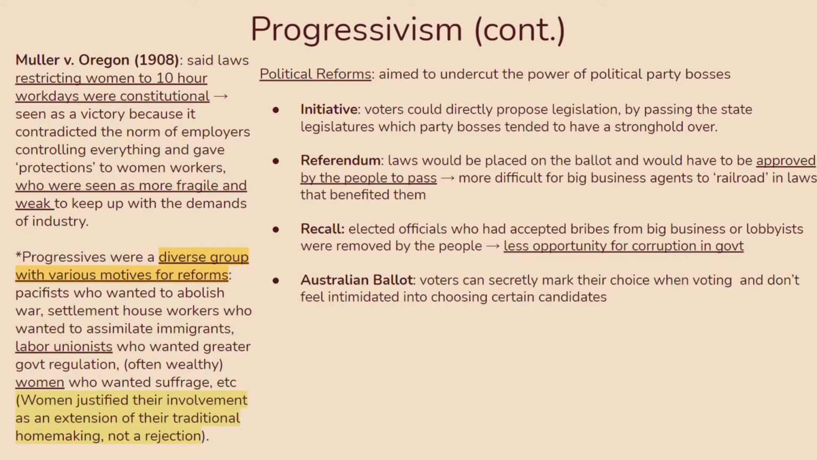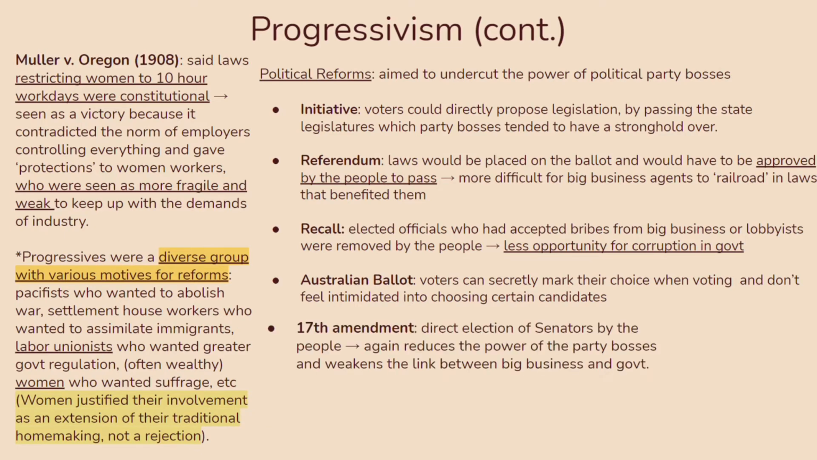You have the Australian ballot, which said voters could secretly mark their choice when voting and don't have to feel intimidated into choosing certain candidates. So they had the privacy of being the only person who knew who they voted for. They can't be intimidated into choosing a certain person at the polls, and this further made sure that true values that people had were represented in their ballots.